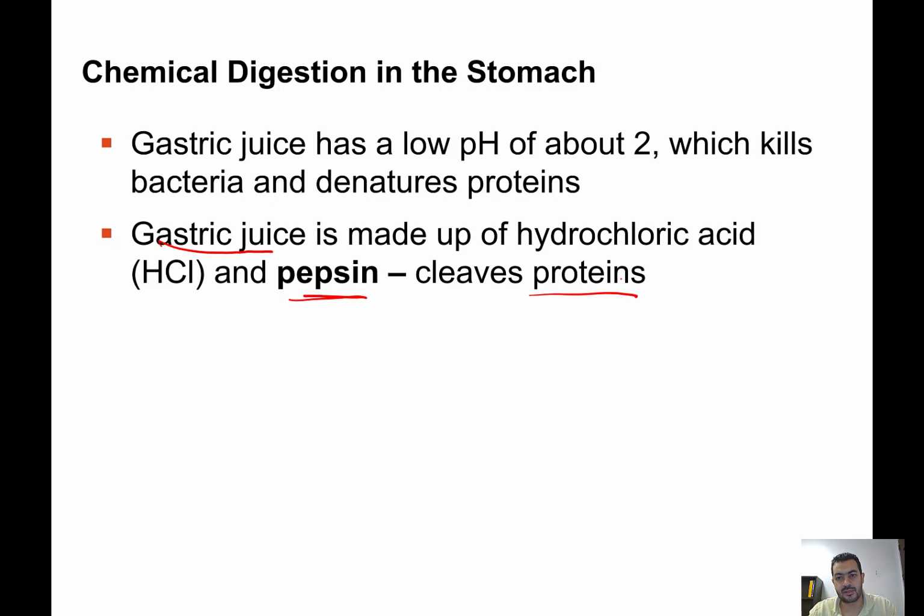So cleavage of proteins will happen in the stomach with the aid of two things, the HCl and the pepsin. As you can see, in the stomach we are mainly talking about digestion of proteins, while in the oral cavity we mainly focus on the digestion of carbohydrates by the action of the salivary amylase.